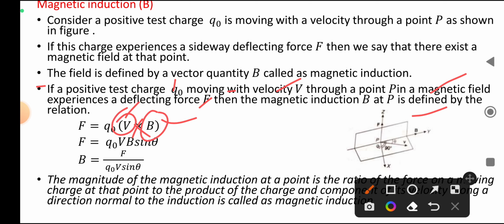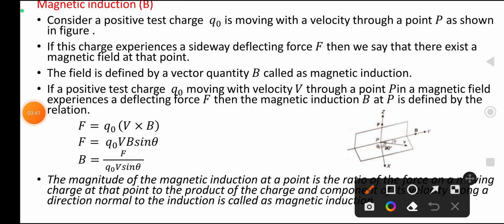Actually v and B both are vectors, so their vector product gives a vector. We know force is a vector. So force, a vector, is equal to q naught, which is a scalar, into v bar cross B bar.